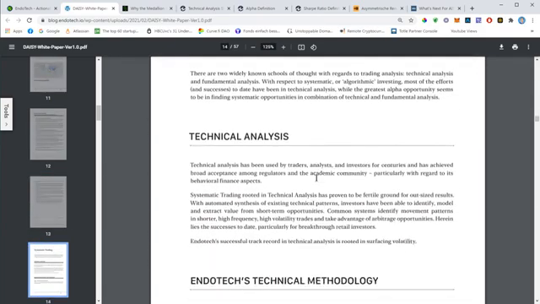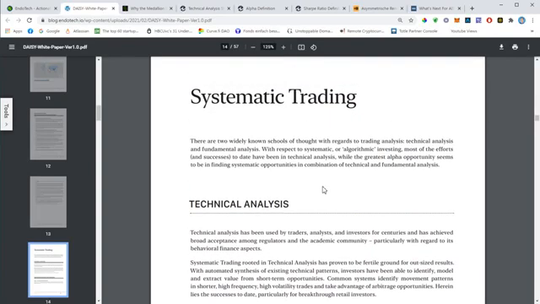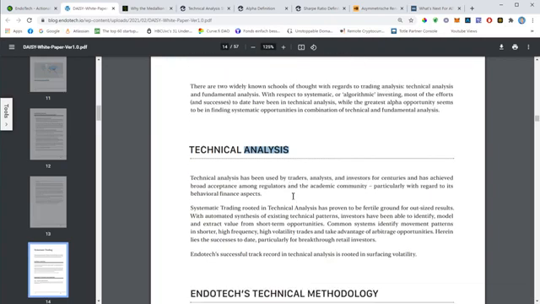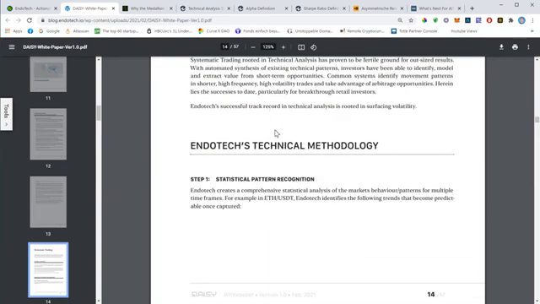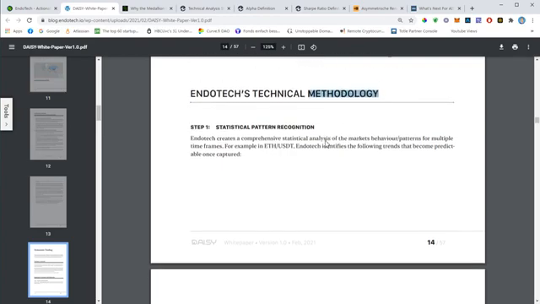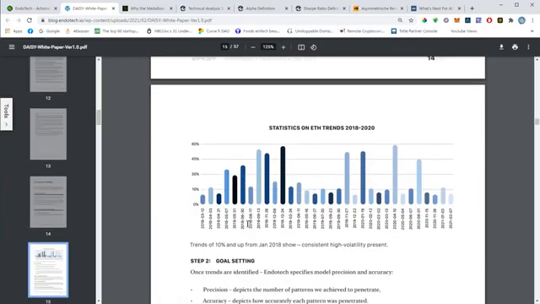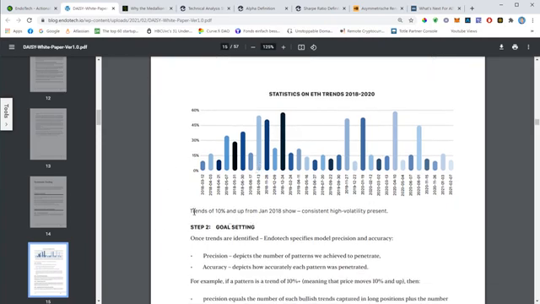So, what else do we have? Systematic trading. This basically talks about the technical analysis, which is something we already discussed. This is mainly looking at the historical performance and then making decisions about the next move of an asset. And then the technical methodology: they basically identify patterns, and they're using this Ethereum example. They just look at the breakouts of Ether, and that basically shows trends of 10% and up from January 18.